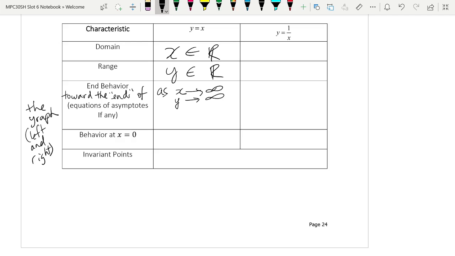And what happens if you go forever to the left? As x goes to negative infinity, y goes to negative infinity. What's the behavior of this graph at x equals 0? Well, in this case, y would equal 0.